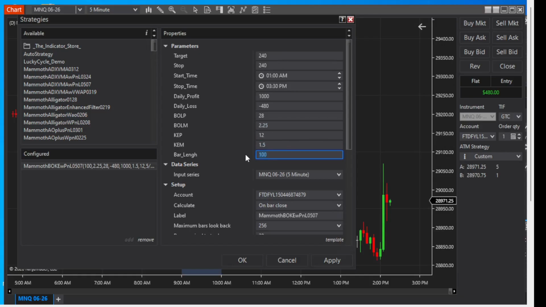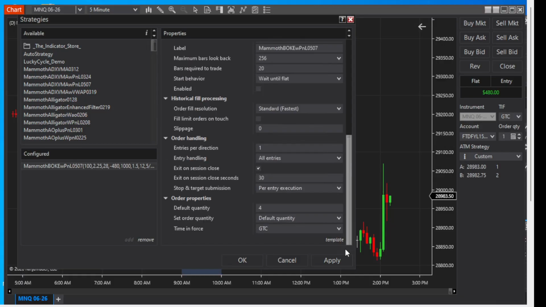And then bar length, basically what it does is eliminate any trades if the close of the bar minus the open of the bar is greater than 100 points, then the strategy won't trigger anything. If the previous bar is greater than 100 points, it won't trigger anything. Okay. So, anyways, this is also trading on four contracts.